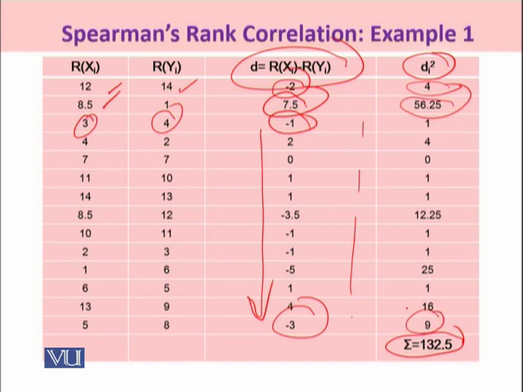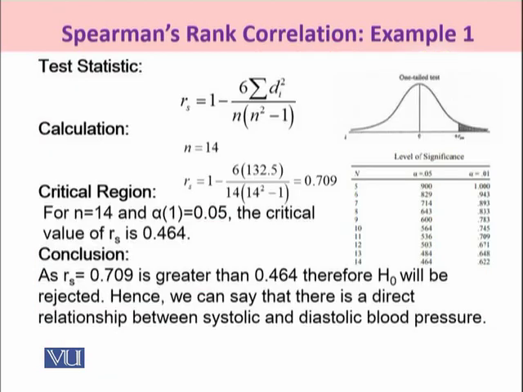Once you are done with squaring the di column of differences, you have to sum it up. So summing over this column, you got 132.5. Now we are going to make use of this summation di square in the Spearman's rank correlation formula. As you know, n was 14. So 1 minus 6 times summation di square, which was 132.5, divided by n into n square minus 1. Upon calculation, we got rs as 0.709. This is our calculated Spearman's rank correlation value.